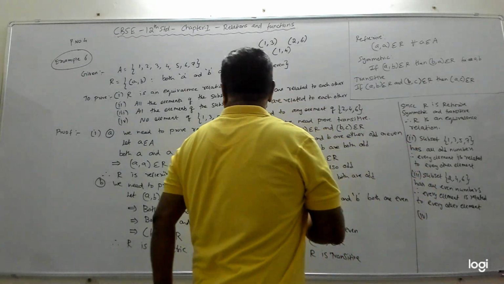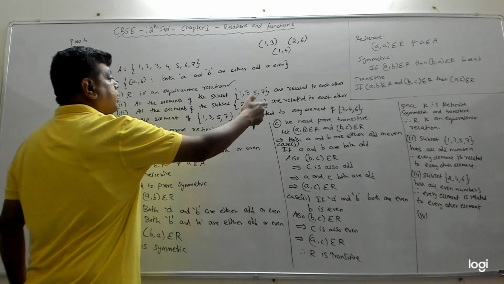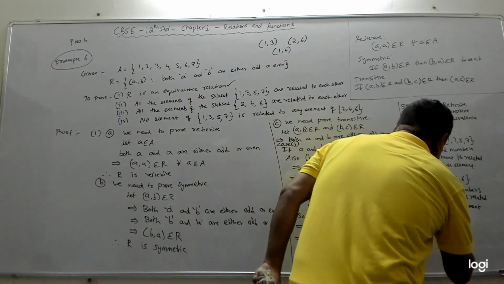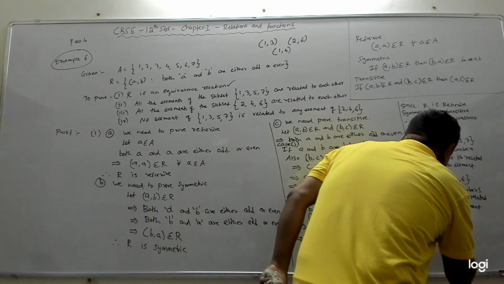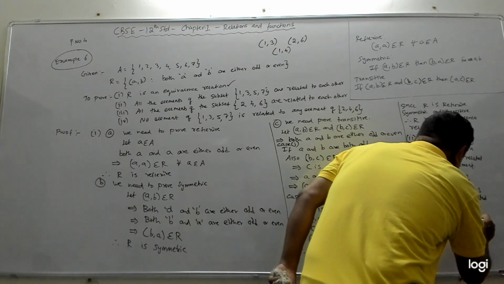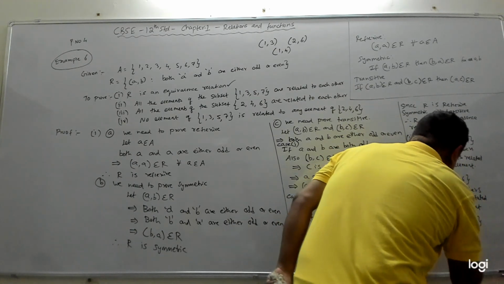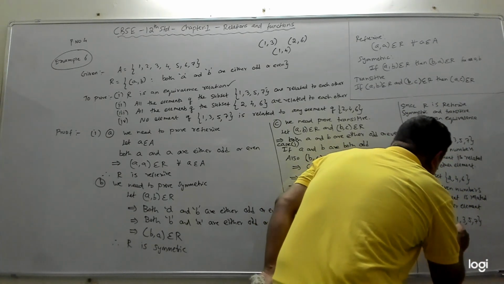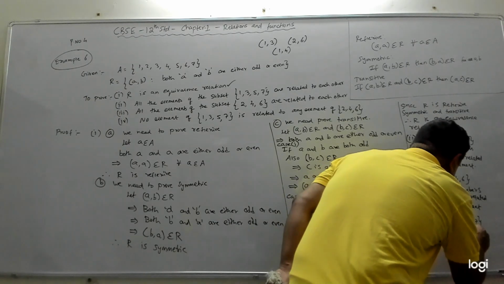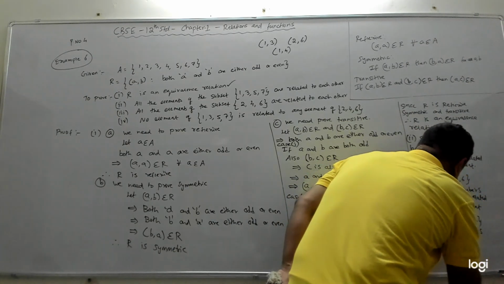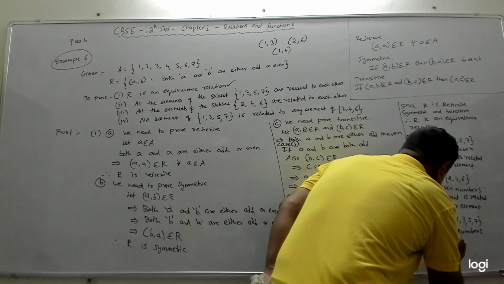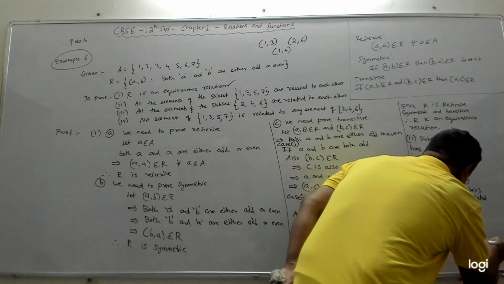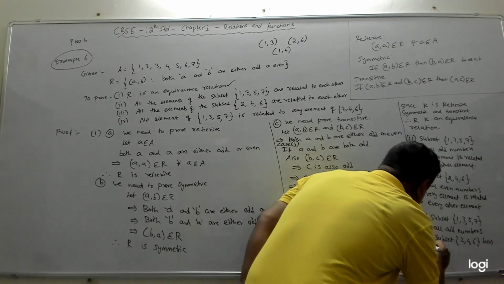Now the fourth part. What you have to prove is that no element in this is related to any element in this. The same things, right? Subset 1, 3, 5, 7 has all odd numbers, and subset 2, 4, 6 has all even numbers.